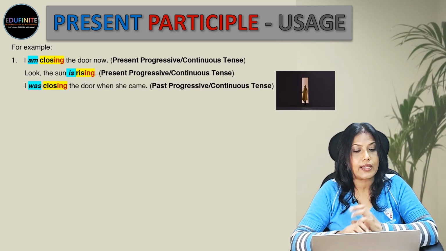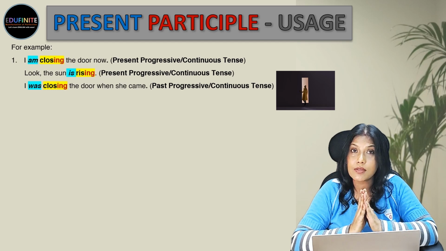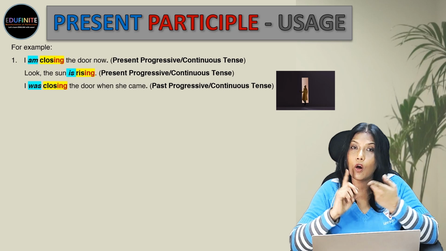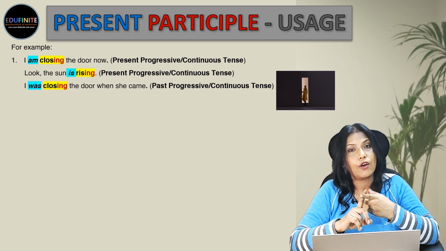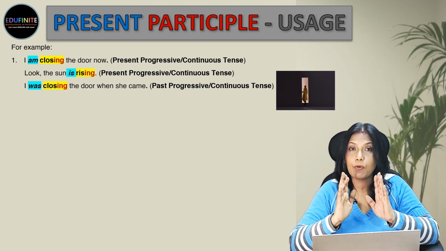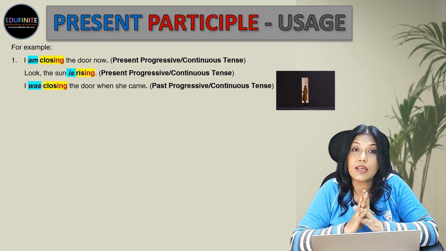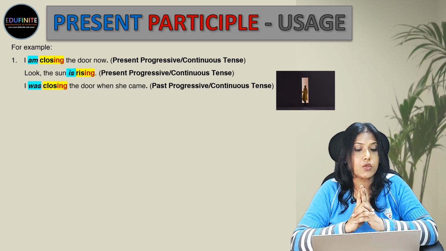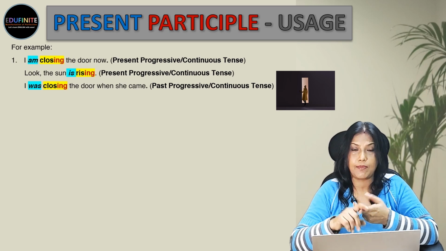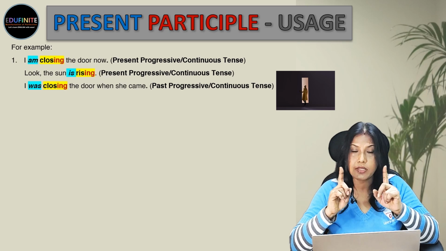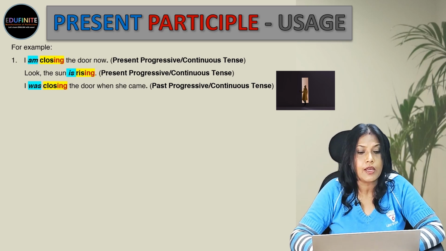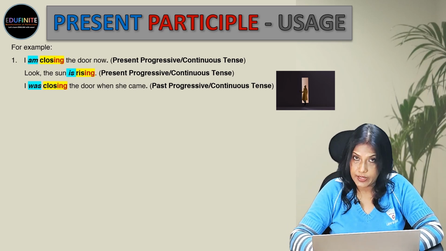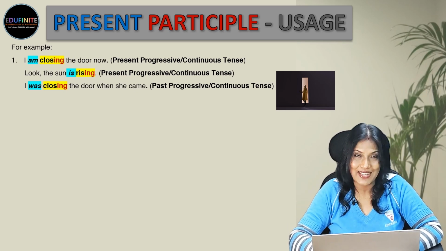Okay, the next one, we move on to the past progressive or past continuous tense. So, here the auxiliary will change. We will use was, and of course, since this is progressive, we will be using the present participle. So I was closing the door when she came. So was closing. Our focus area is was closing. Was is the auxiliary, closing is the present participle. So this is how past progressive or past continuous tense is formed.